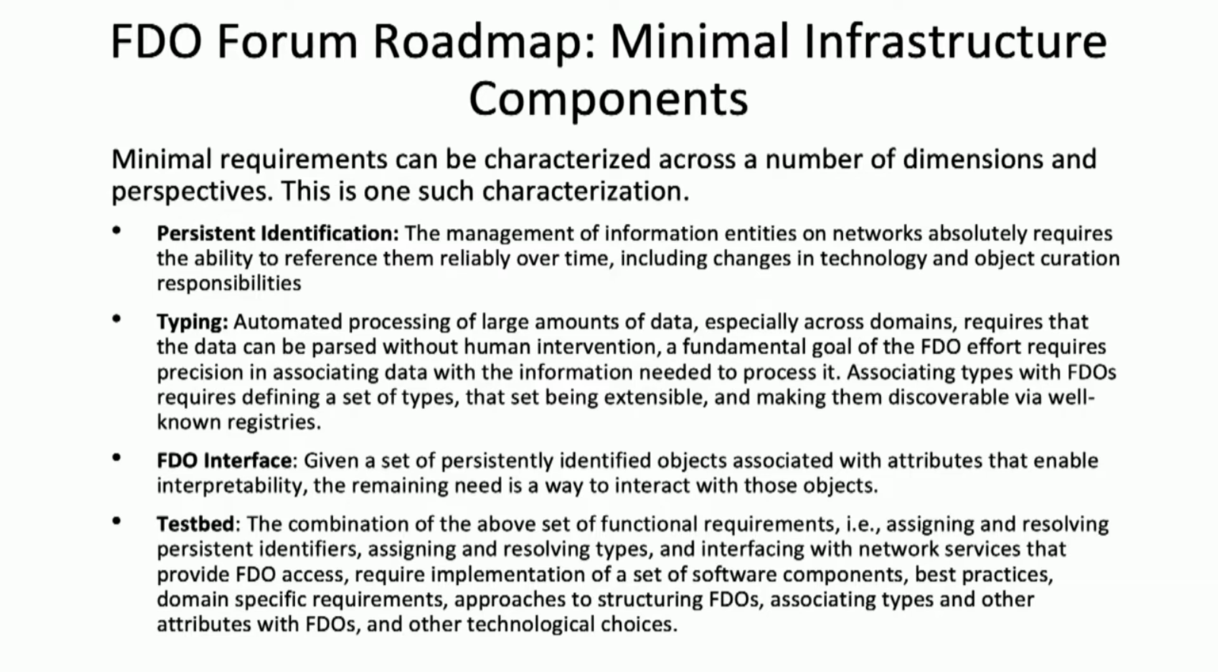So there's lots of ways to characterize these components. And this is the way I think of it. This is one such characterization. The first is persistent identification. This seems to be now accepted. If you have information entities out on a network, to manage them and to use them, you absolutely have to be able to reference them. And, again, talking about longevity and persistence, you need to be able to reference them over changes in technology.